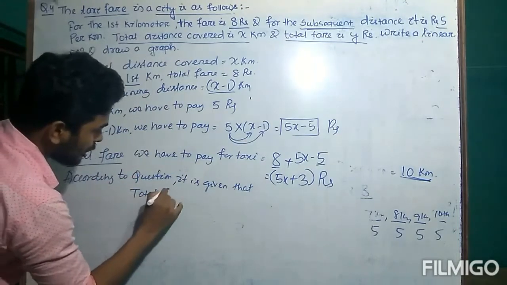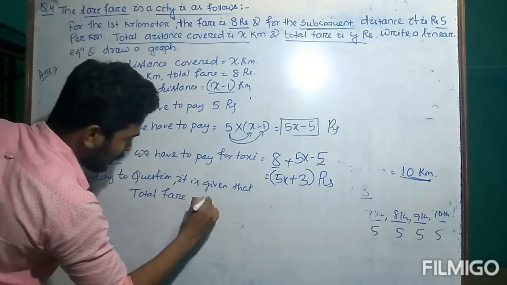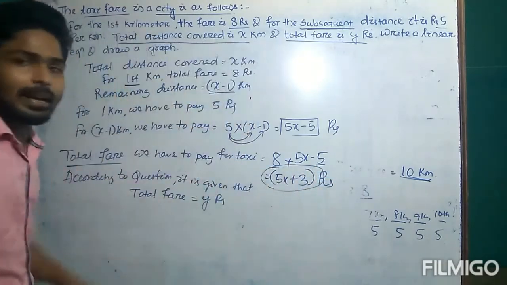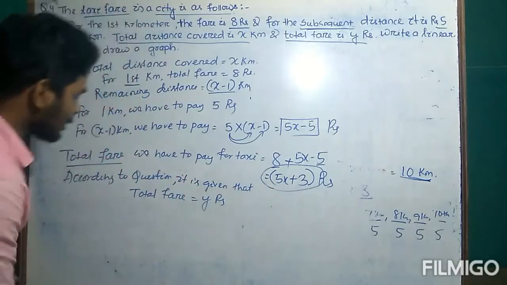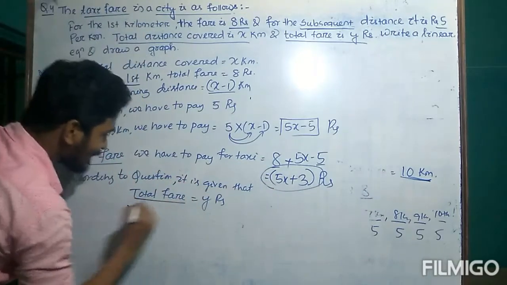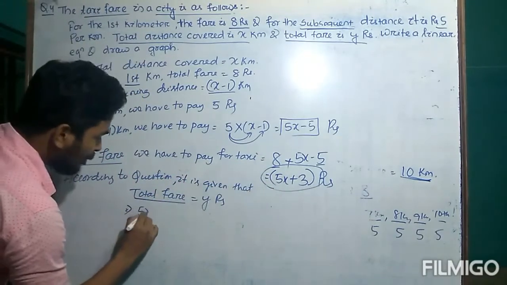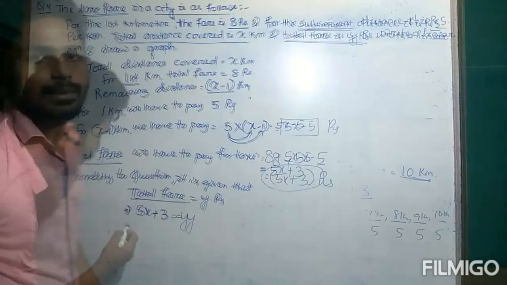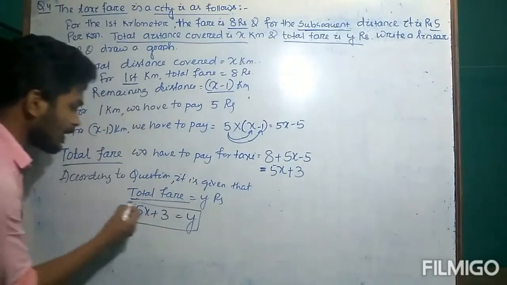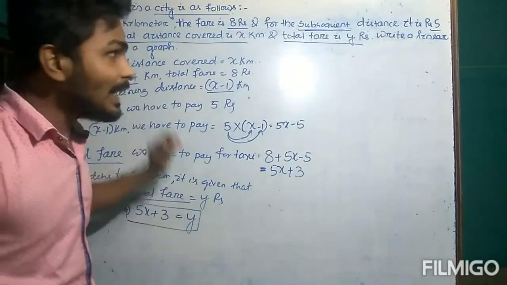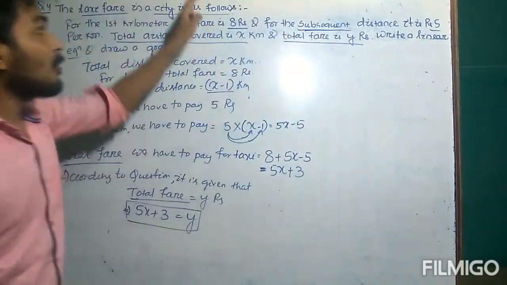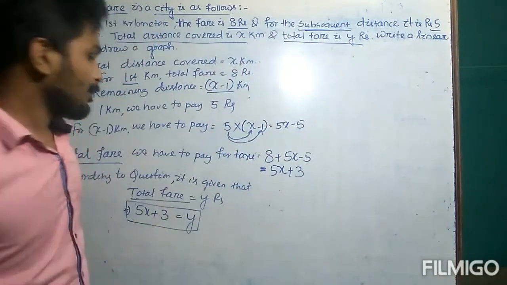Y rupees is equal to y rupees. But here we found the total rupees or total fare is 5x plus 3 rupees. So you can write in this place 5x plus 3 is equal to y. Okay. So this is the linear equation in two variables that we need, because the question asks you to write a linear equation for this given data.